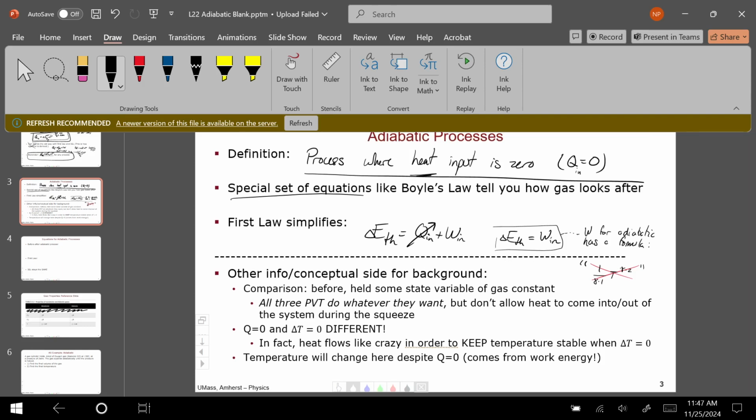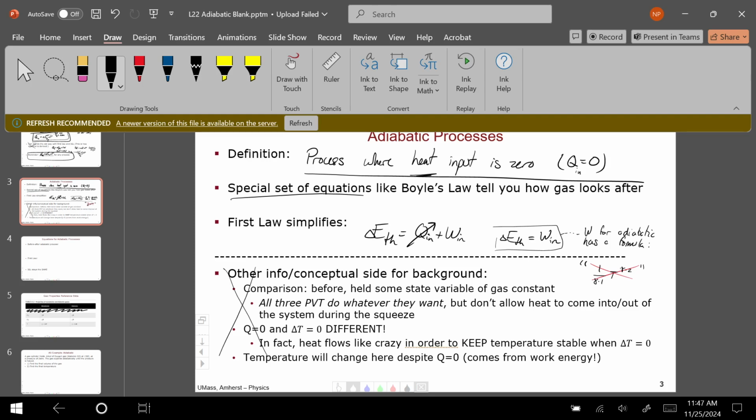Okay, just some conceptual information. Again, you don't really need to know these except at a very basic intuitive level. For the past couple lectures, what we've been worried about is holding a state variable of the gas constant. So either keeping the temperature unchanged, or holding the pressure fixed, or not letting the volume change. This is different. Heat is not a state variable. It doesn't describe how the gas is doing. It's something that you can add in if you want, if that makes sense.